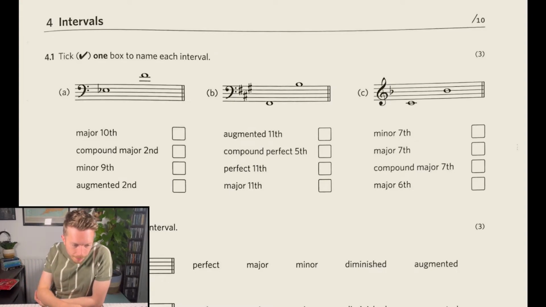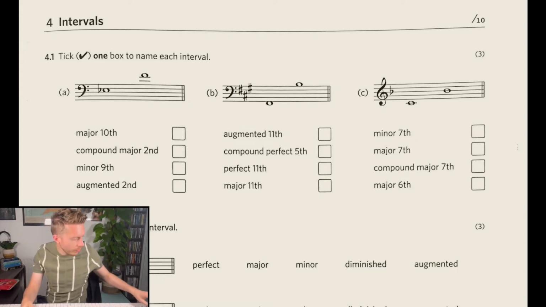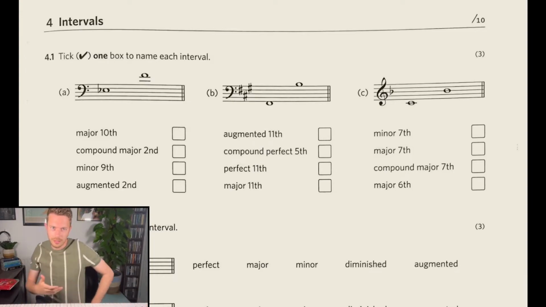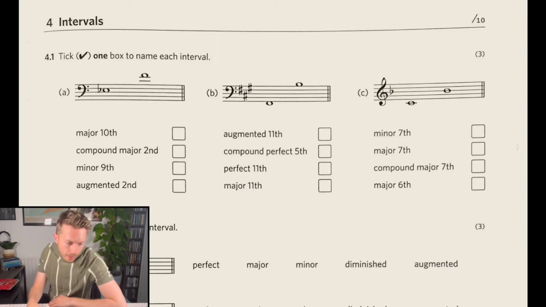Okay. Intervals, section 4. Hopefully you've done some work on intervals and you know vaguely about major intervals, minor intervals, augmented, diminished. Compound intervals is a new thing for grade 5. So compound intervals is anything over an octave. So for example, a ninth would be a compound second, 10th would be a compound third. So here we're basing everything off the bottom note.